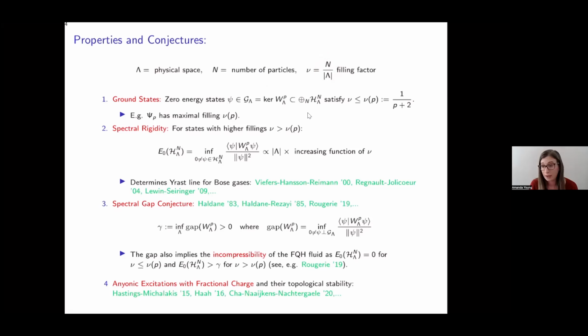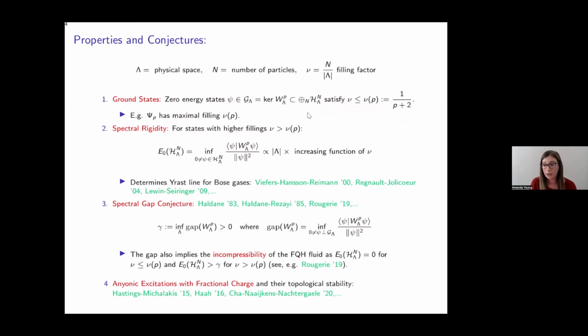The first property that these pseudopotentials are known to exhibit is a maximal filling of the ground state. Here, the zero energy states are going to be our ground states for this model. In particular, you can show that since this Hamiltonian is particle number preserving, the eigenstates actually have a maximal filling, and that maximal filling is exactly what I had on the previous slide, given by 1/(p+2). And in particular, the Laughlin wave function is actually a ground state of maximal filling.